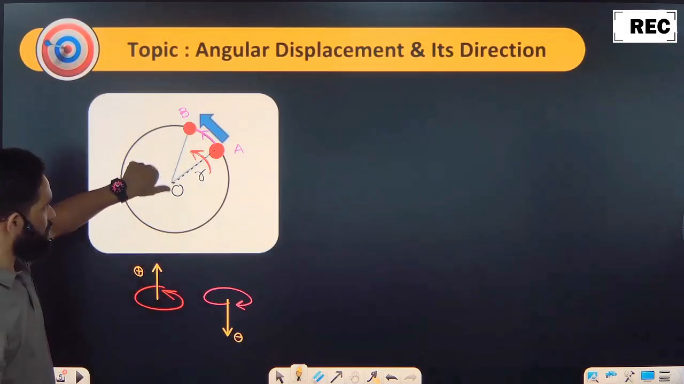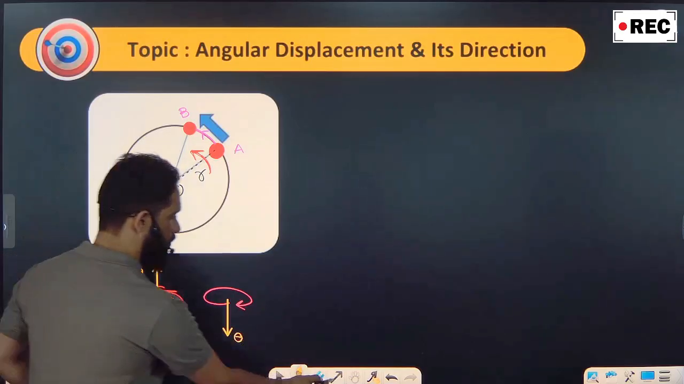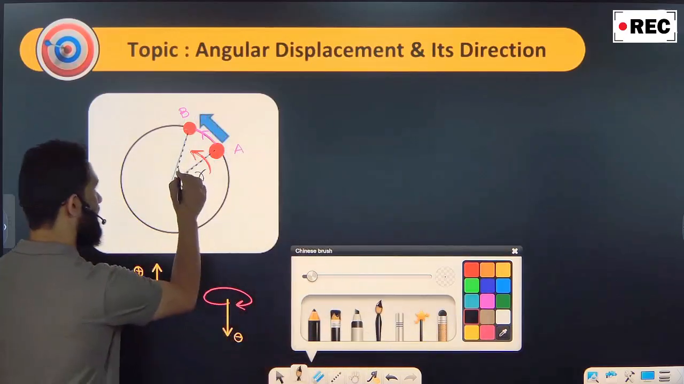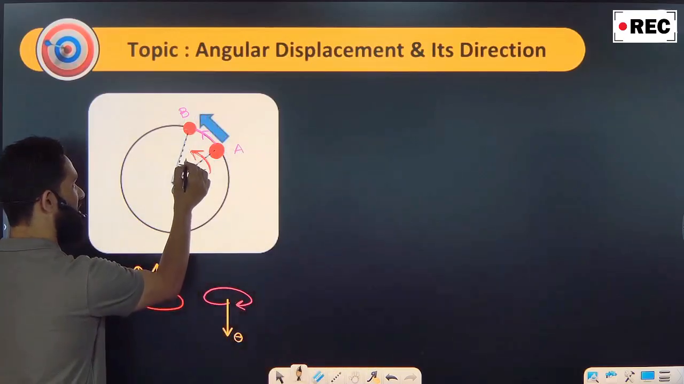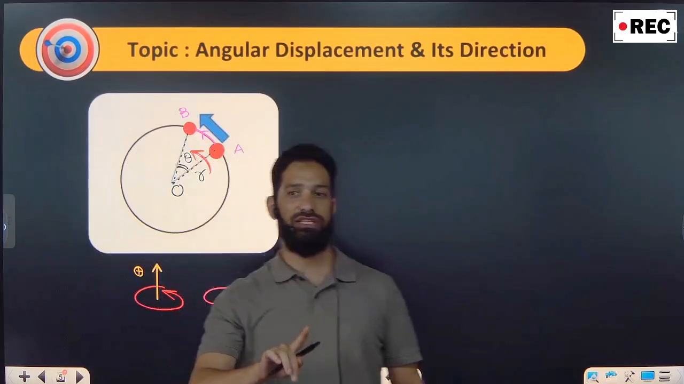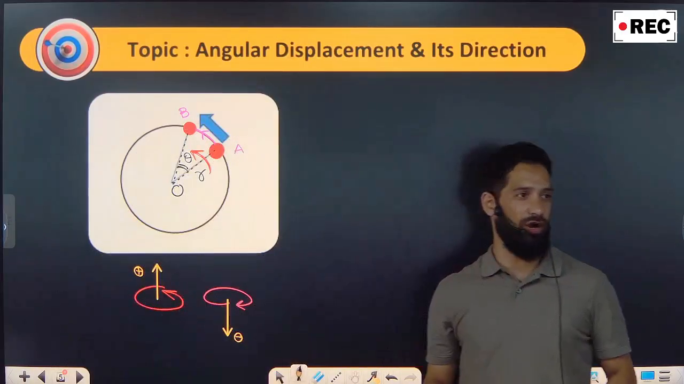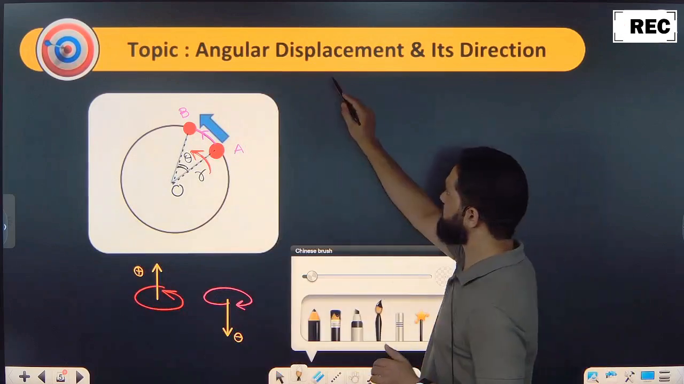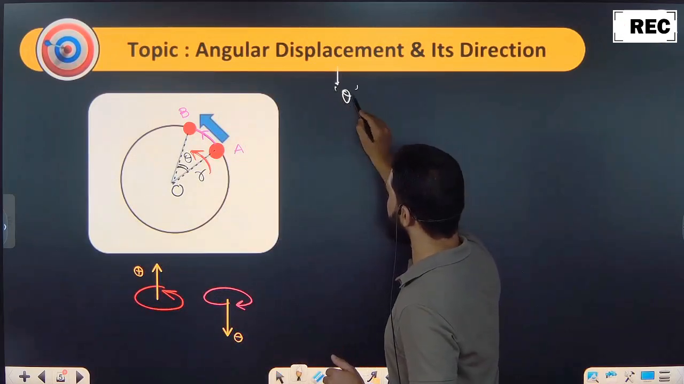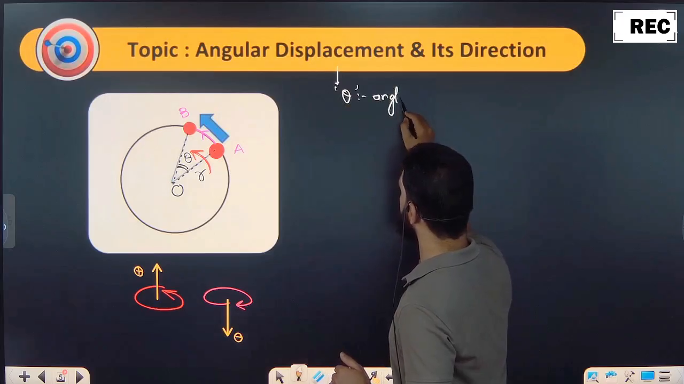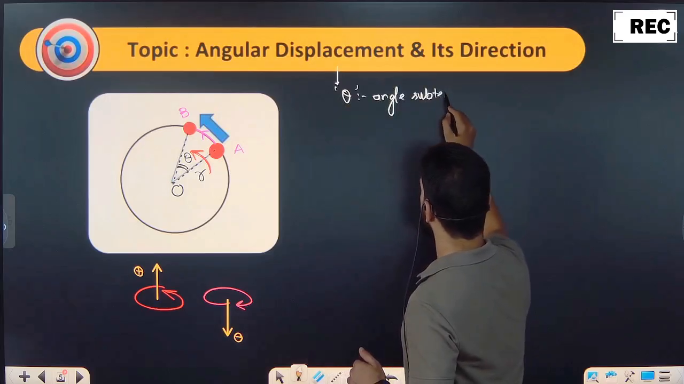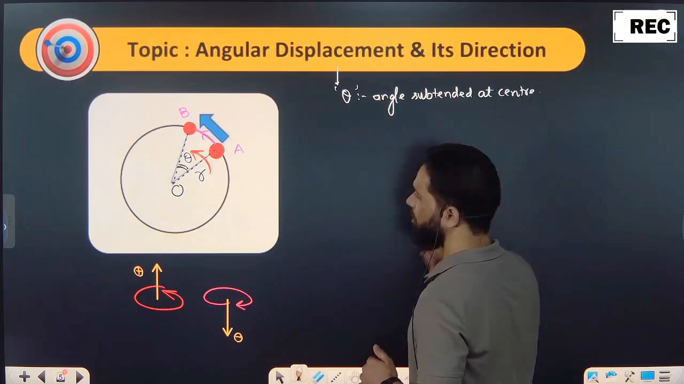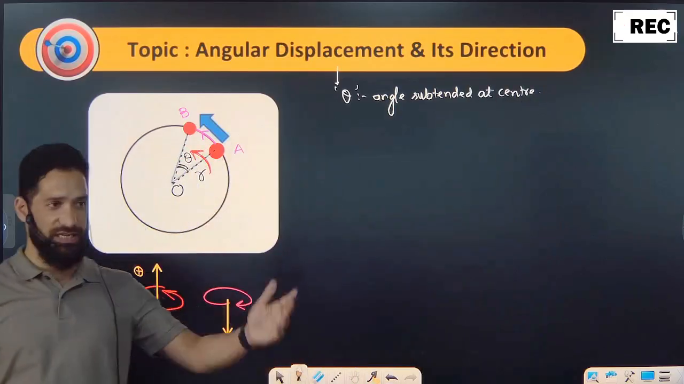So here whenever it is moving, let's say anti-clockwise, from one point A to another point B, it subtends an angle at the center. Obviously this is the angle which is subtended at the center. This angle is called angular displacement. What is it called? Angular displacement. So here it will be called angular displacement, that is theta. It is the angle subtended at the center of a circle by a moving body which is obviously moving in a circle.